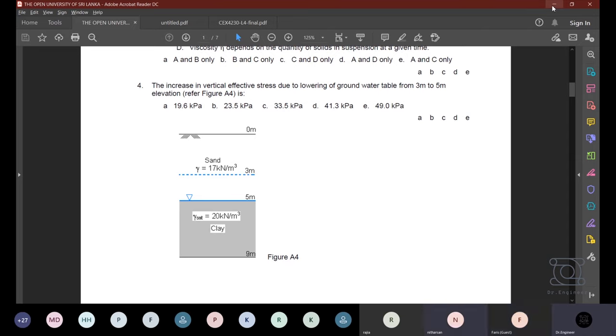So this gives 12.43, but there's no such answer. Let's see if it'll give.